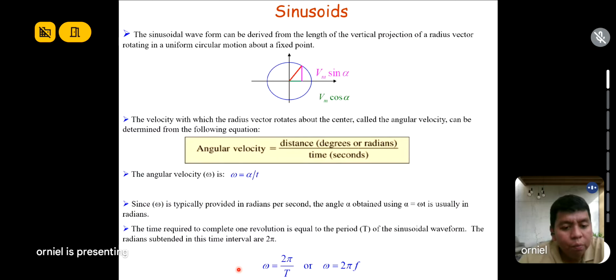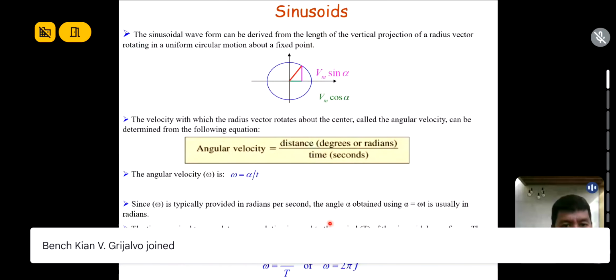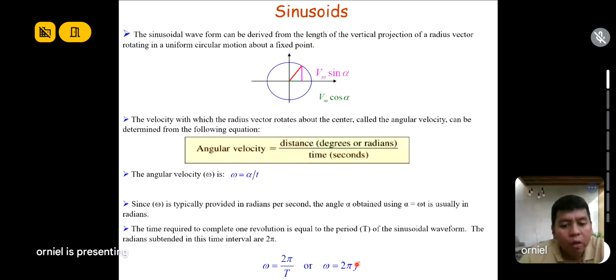So the time required to complete one revolution, or one period of the sinusoidal waveform, subtends 2 pi radians in that time interval. So at the end, through this sinusoidal, we have our angular velocity equal to 2 pi f, a combination of the period and the time interval. This is the equation for the angular velocity, 2 pi f, and the unit is radians per second.